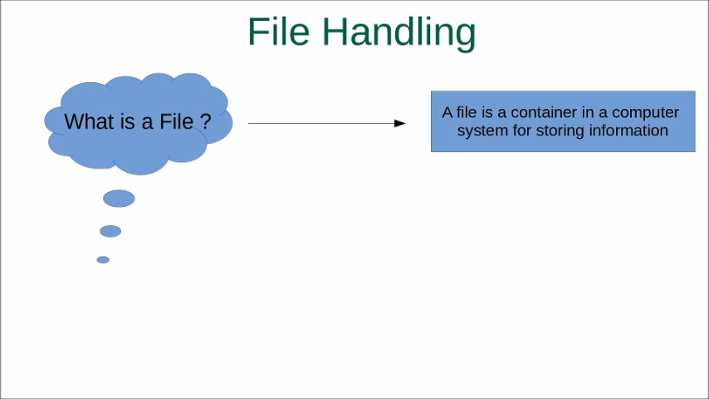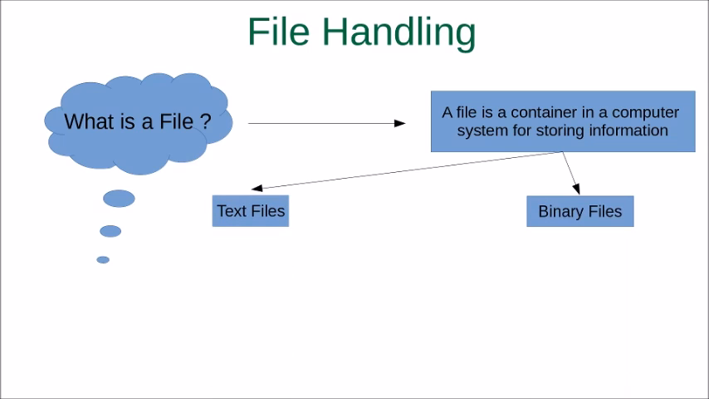There are two types of files: text files and binary files. So what differentiates between them? Text files are characterized by a sequence of lines which contain sequences of characters. Each line is separated by an end of line character.